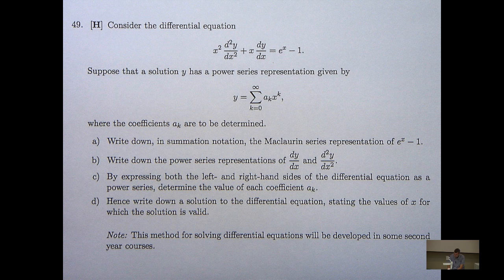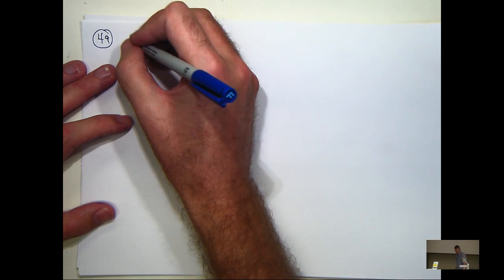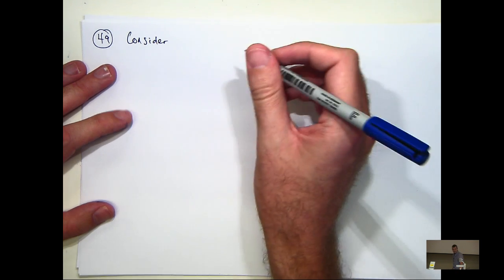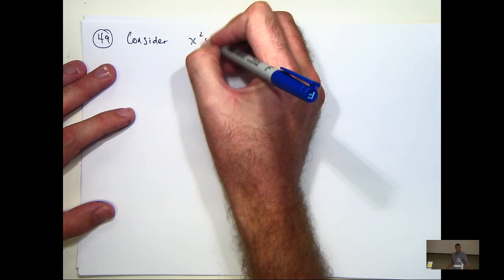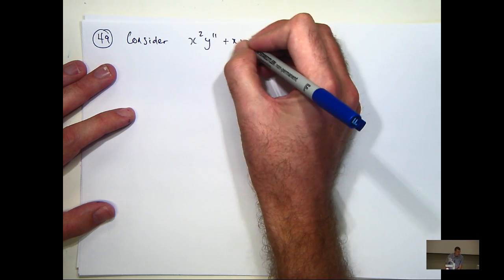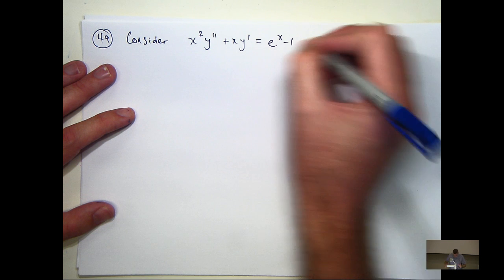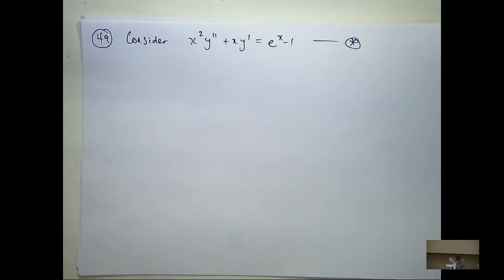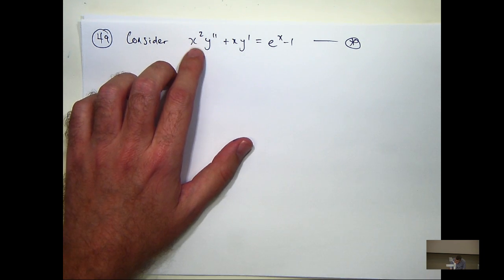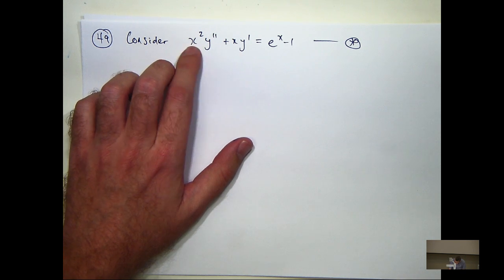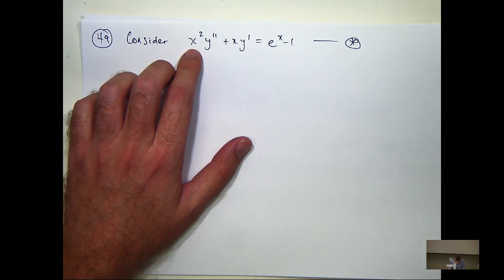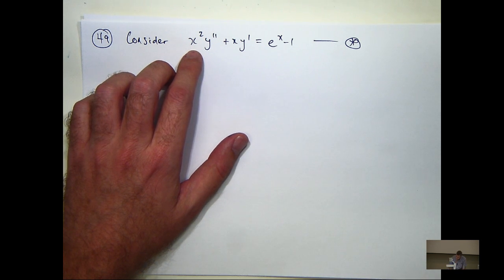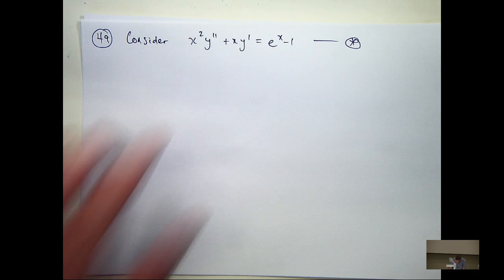All right, so this is something that you'll see in second year a bit more. It's called the method of Frobenius. So let's consider the following ODE. Now, the problem with this ODE is that it's linear, it's second order, but the coefficients are non-constant. Okay, so we don't know how to solve this. Okay, so that's the important part.